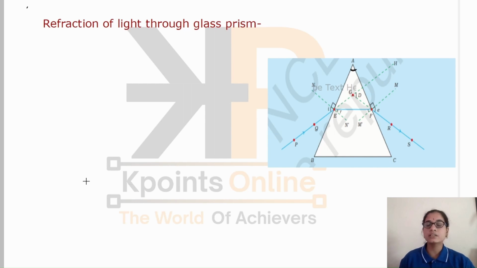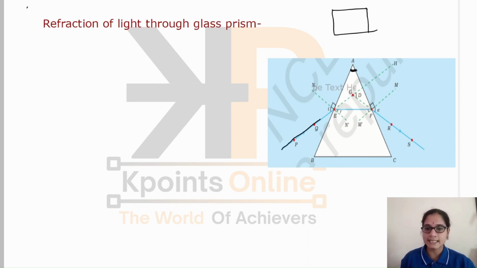We have understood the phenomenon of refraction through a rectangular glass slab in the previous chapter. In that case, the two refracting surfaces were parallel to each other. In that case, we had an emergent ray which was parallel to the incident ray, and there was lateral shift there. Now here we are going to understand the refraction through this prism where there is an angle between the two refracting surfaces. Yes, this ABC is a triangular glass prism.